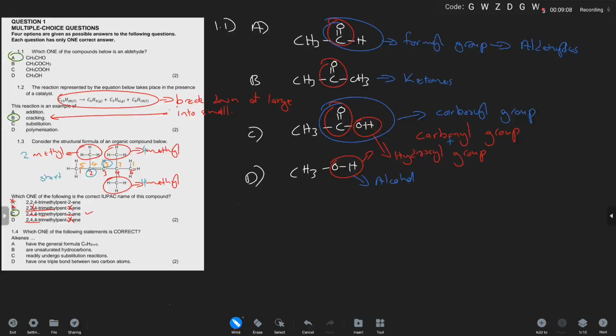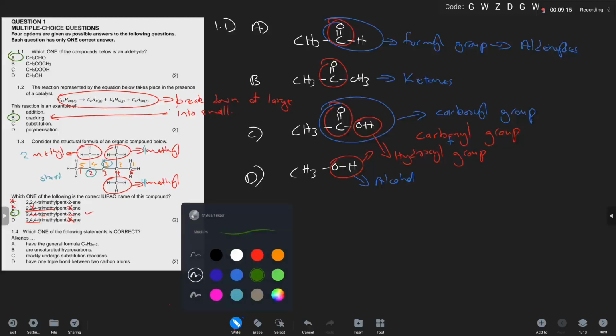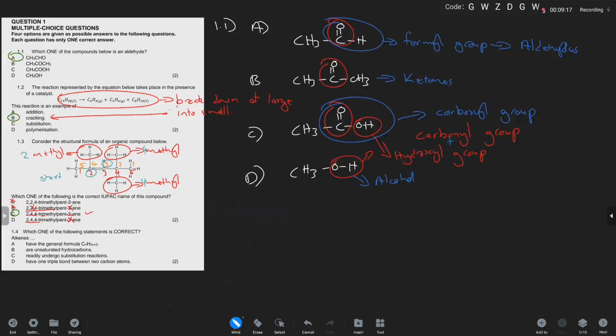So then let's move on again. We consider 1.4. 1.4 says which one of the following statements is correct? Alkenes. There are so many things that we know about alkenes. Some of them are true, some of them are not true in this statement. So in the first one, if the general formula is CnH2n+2, that's not correct. We only know that those are alkanes with that general formula.